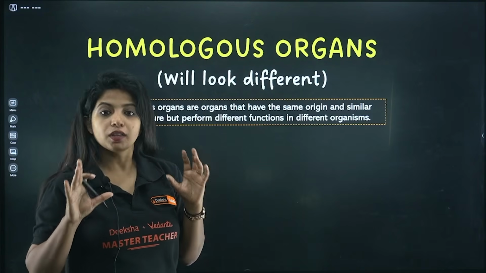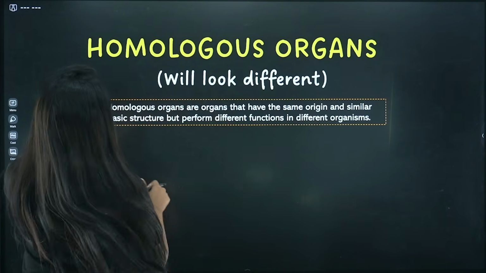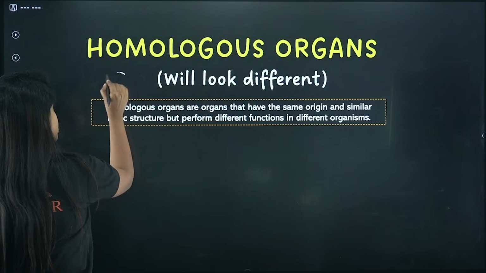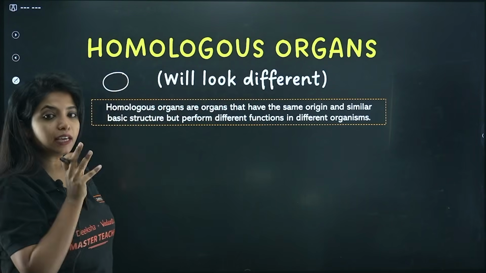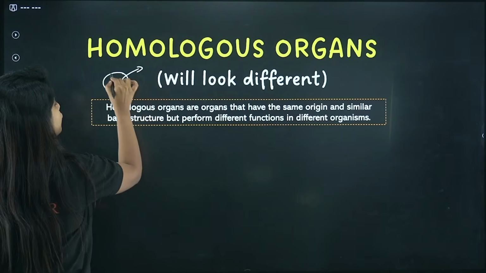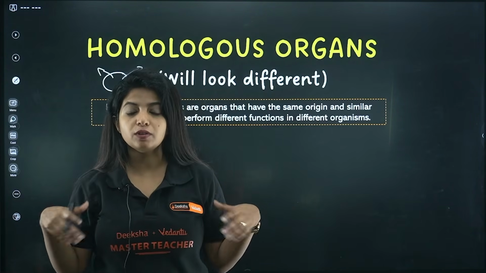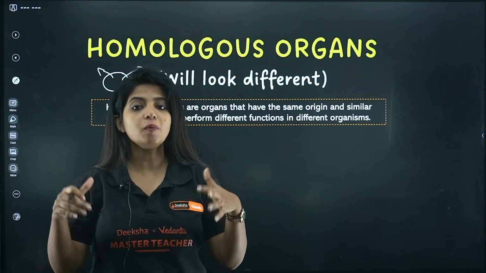Okay, so homologous organs are something which basically originated from the same place. Okay, they originated from the same location and they formed something else in future. In future, depending on whichever habitat they are staying in, they formed something else.